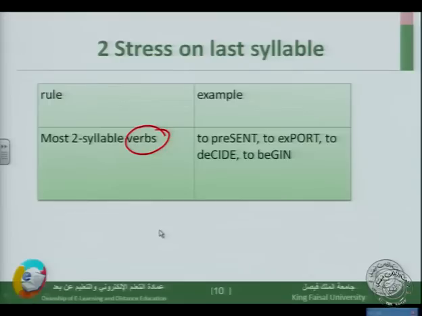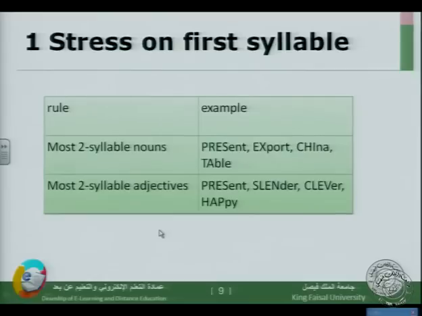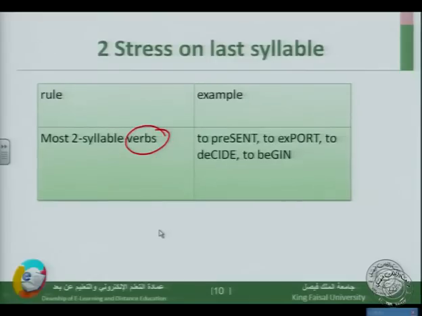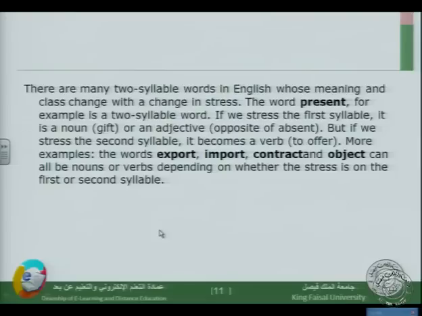Notice the difference now: we have present and present. Present has two syllables, and you need to stress the second one, like the word export. This is a noun, export. Export. Okay. Decide. Begin. So the stress should be located in the second syllable.